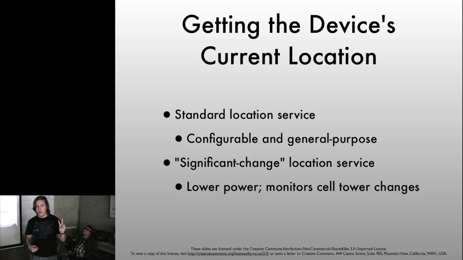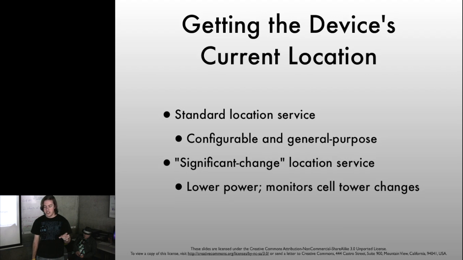There are two different services that Core Location provides. One is called the standard location service. This is fully configurable, you can change everything you want about it: how often you get requests, how far you have to go, how zoomed in you have to go. That's very general purpose. In addition, there's the significant change location service, which is much lower power. It basically just monitors cell tower changes and sends you a notification when you change cell towers.